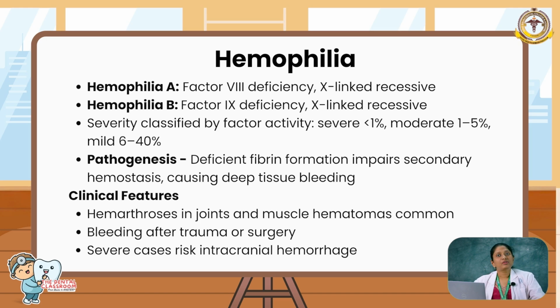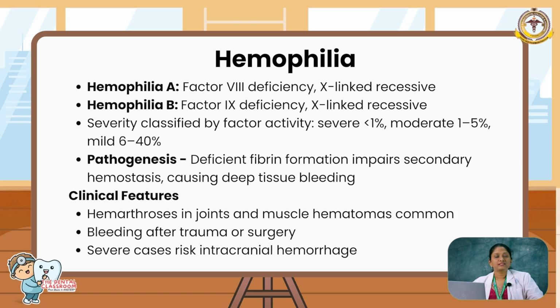So, a little bit about hemophilia. Hemophilia is classified as hemophilia A and B. Hemophilia A is factor 8 deficiency and hemophilia B is factor 9 deficiency. Both of them are X-linked recessive disorders. Based on the factor activity, they can be classified as severe, moderate and mild. If the factor activity is less than 1%, it is severe hemophilia. Between 1 to 5%, it is moderate hemophilia, and mild hemophilia when the factor activity is between 6 to 40%.